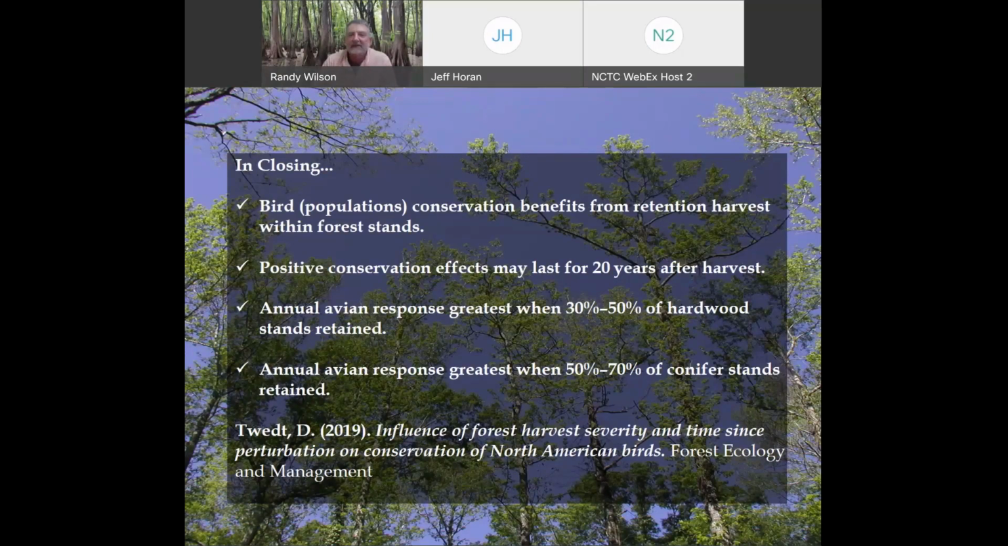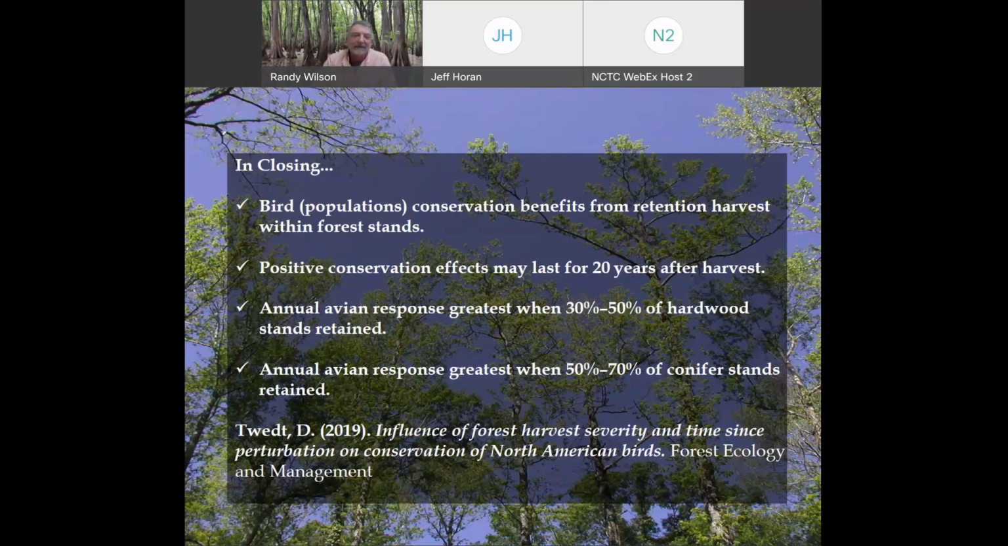There was positive conservation effects that may last out to 20 years for some of these species. And that within our hardwood stands, that our avian response was greatest when we retained 30 to 50% of that stand. So we're not taking it to the ground, liquidating the whole stand. It's some sort of an intermediate, a variable retention sort of harvest. And then within our conifer stands, the retention of 50 to 70%, where we're kind of seeing the greatest avian response.